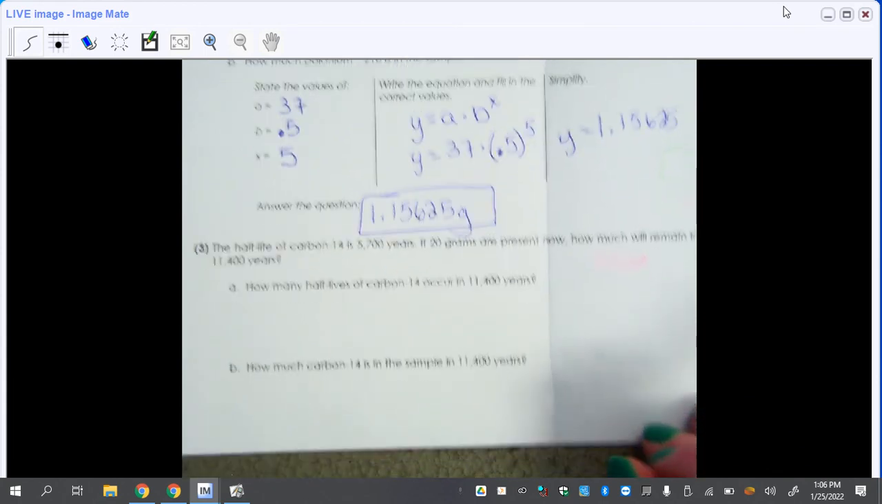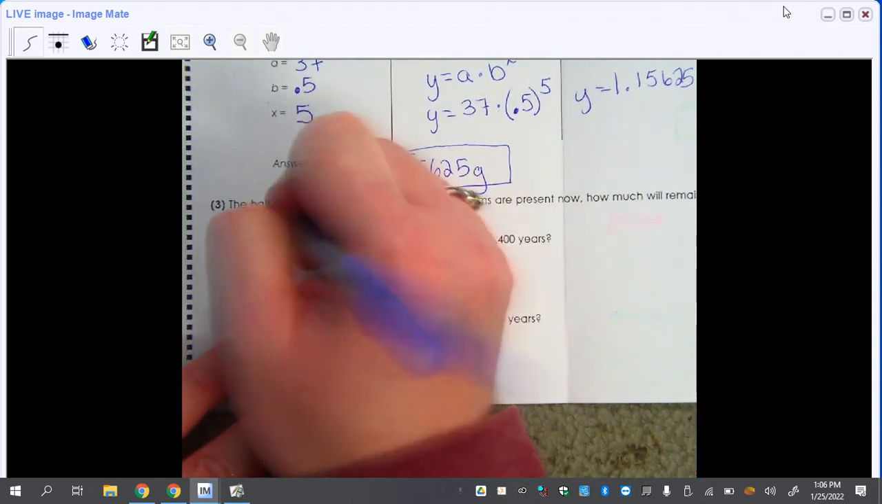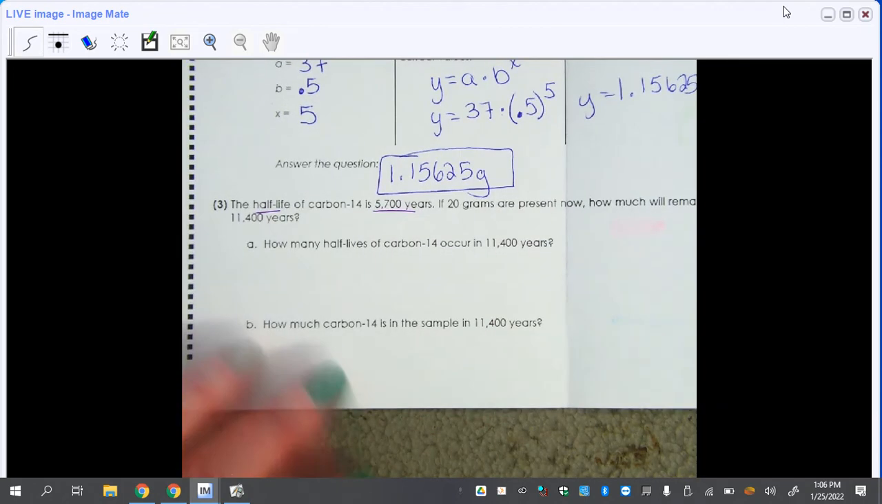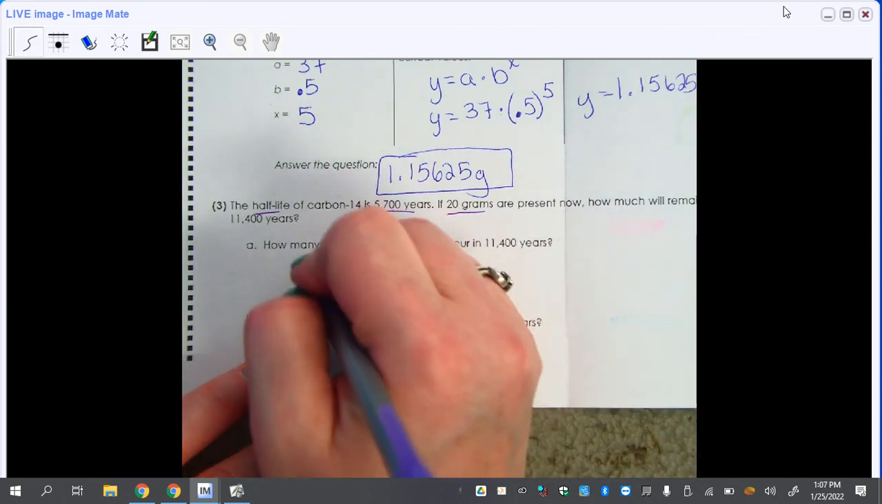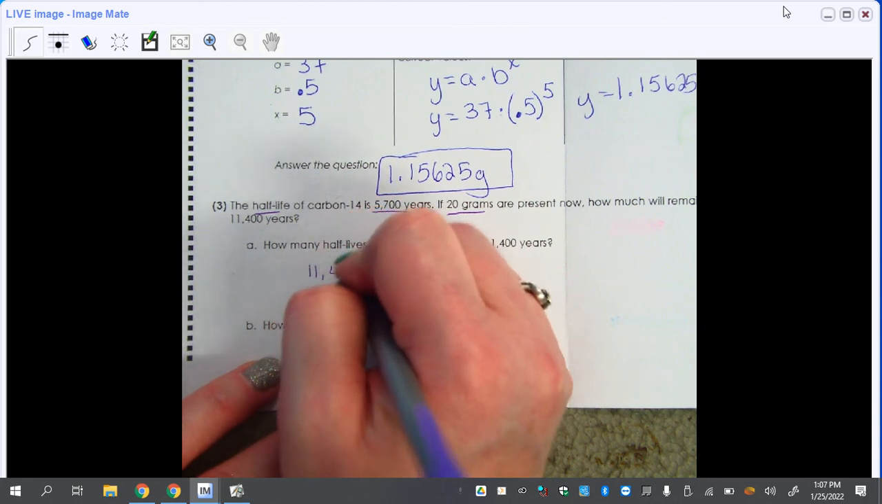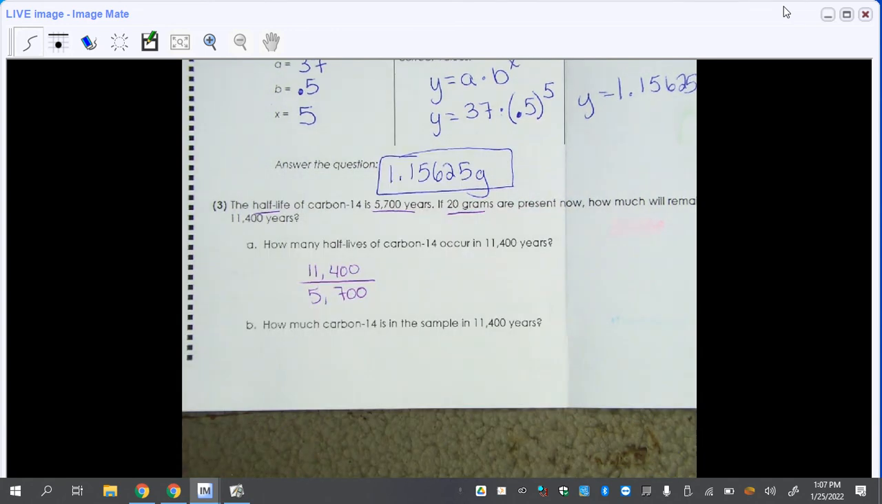All right, let's take a look at number 3 here. So number 3, half-life of carbon-14 is 5,700 years. If there's 20 grams present now, how much will remain in 11,400 years? Okay. So how many half-lives occur in 11,400 years? I'm going to take that, divide it by the 5,700 because that is how long it takes for one half-life to happen.